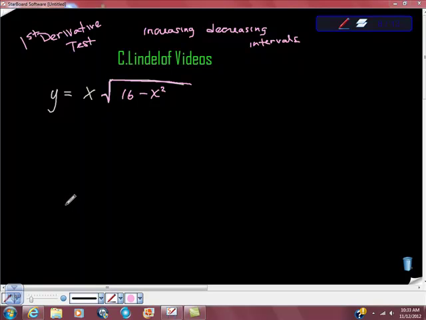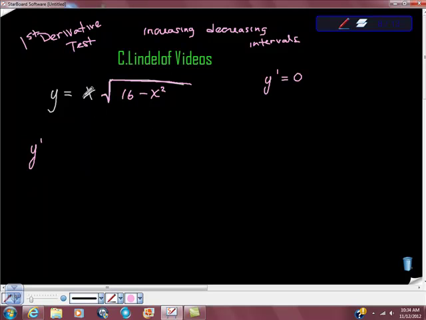So it's calculus, first derivative test for graphing. We're looking for the increasing and decreasing intervals. So first thing we're going to do here is take y prime, right? Because we know when y prime is equal to 0 or non-differentiable, we have a critical value, don't we? So let's take a look at this for a second.